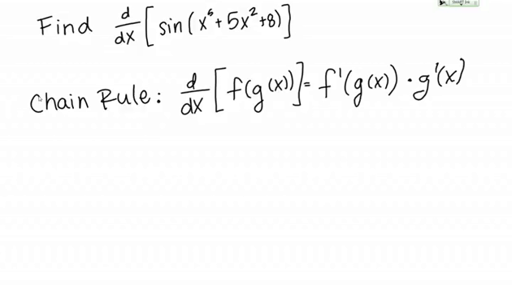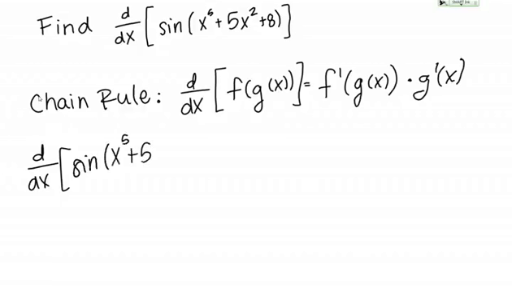So the problem I'm wanting to do here is the derivative of sine of x to the fifth plus 5x squared plus 8. We know how to take the derivative of sine of x, and we know how to take the derivative of polynomials, both of those things by themselves, but since they're combined in a composition in this function, we need to use the chain rule to take the derivative. Okay, so let me write out what it is for you.